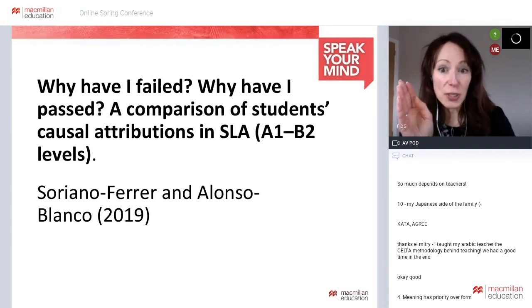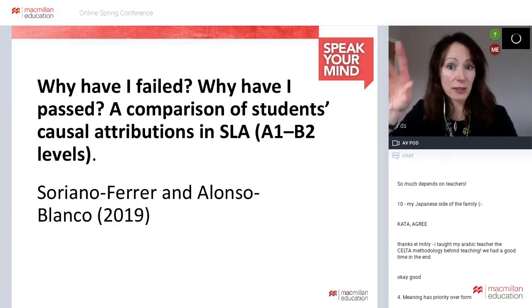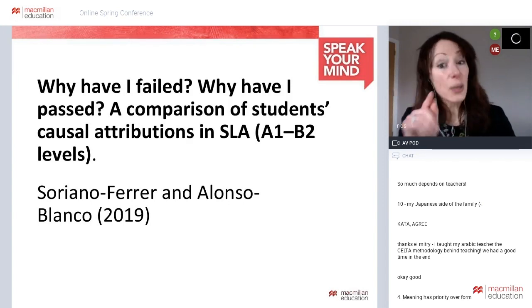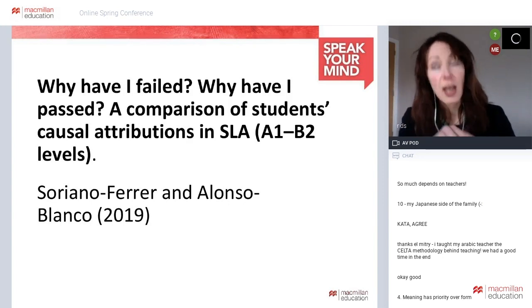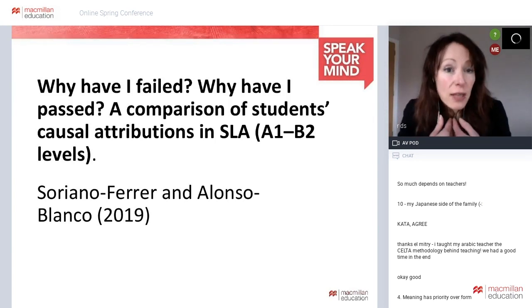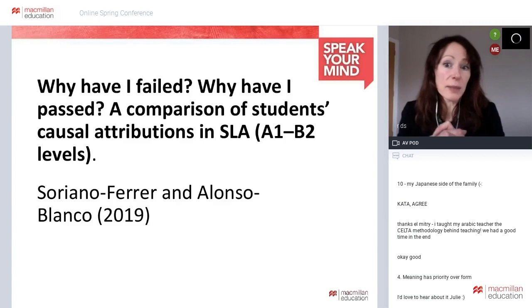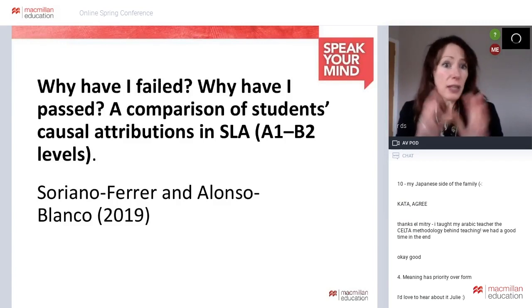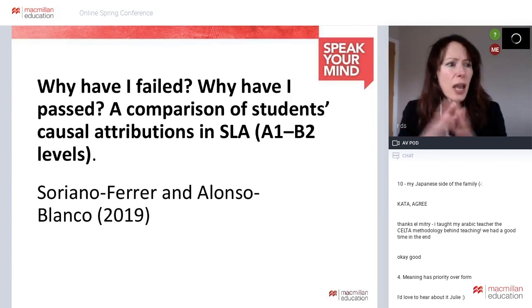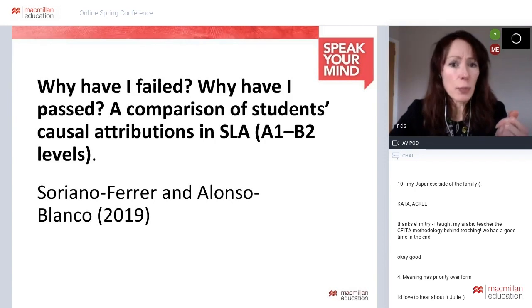So the B2 students attributed their failure to external factors, to the teacher, to the difficulty of the task, not their fault. The A1 students, in contrast, attributed their failure to an internal factor, to their personal responsibility. It was all about their own effort and their commitment. So it's something to be really aware of with lower levels, just that, I suppose, emotional vulnerability, the emotional needs and how much support they need.